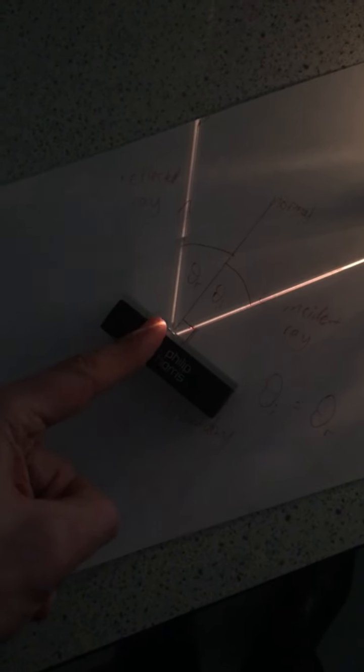The mirror is the boundary, and there's a line at 90 degrees to the boundary called the normal. You can just about see I've written this on, but I'm going to turn the lights on and show you this in detail.